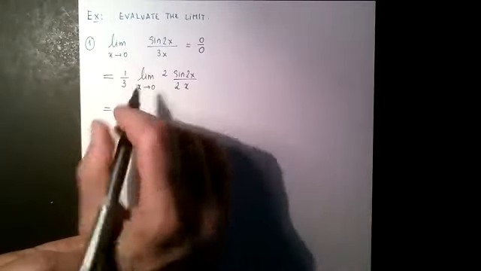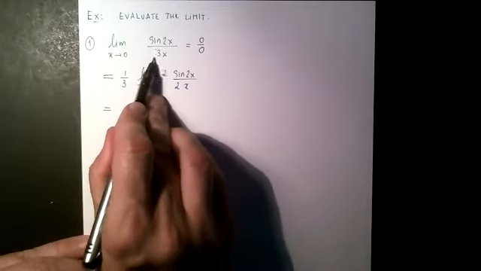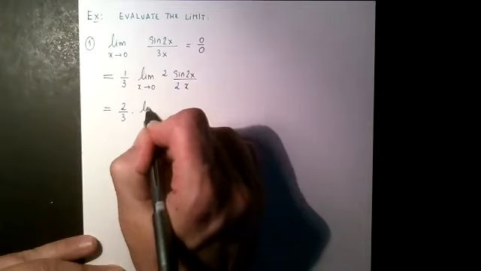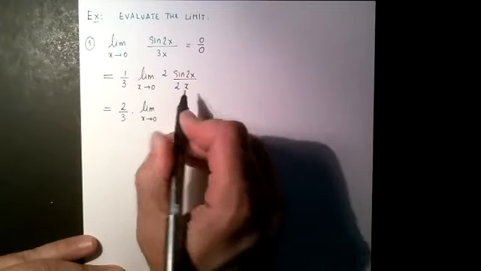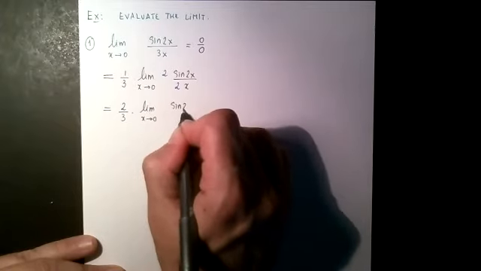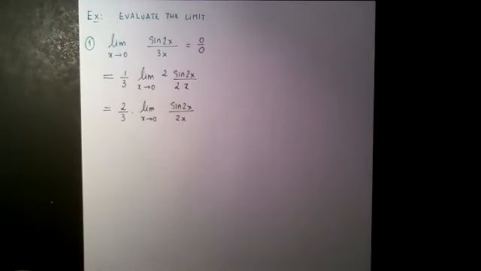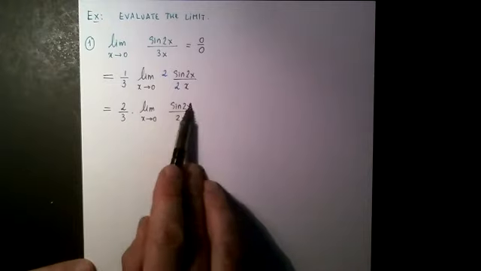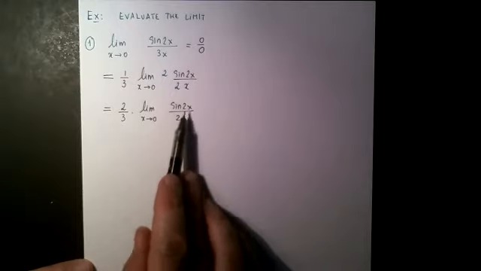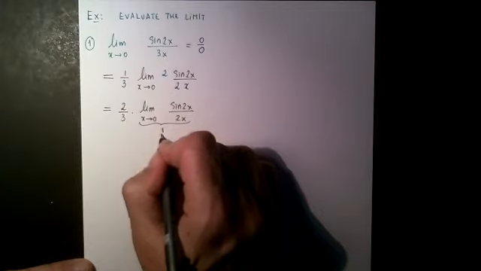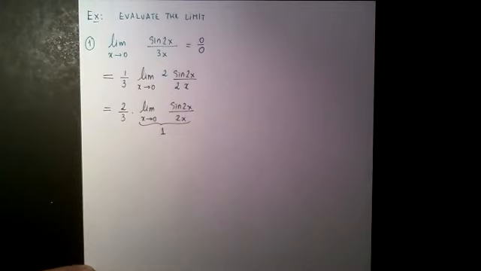And so equals 2, and now the 2 is a constant. I could pull it out of the limit. So it becomes 2/3 times the limit as x approaches 0 of sine 2x over 2x. Are you with me? Now I'm okay, because now I have sine of something over that same thing, and they're both going to 0. So now I could confidently state that this is 1, according to my theorem.